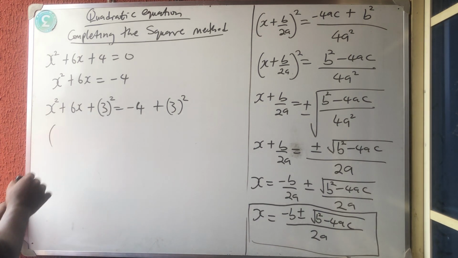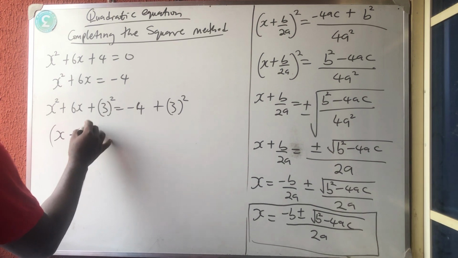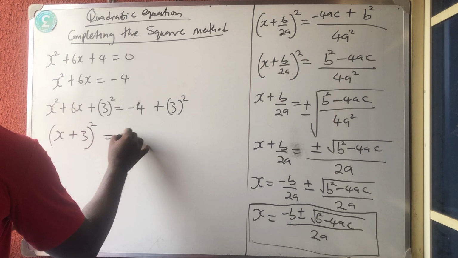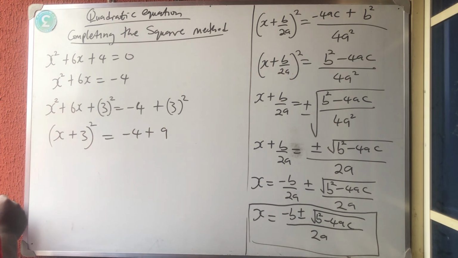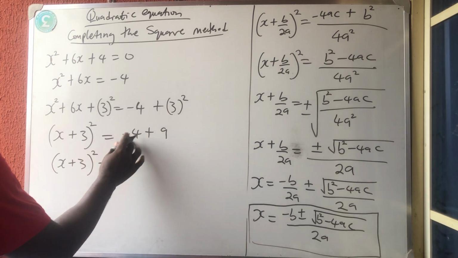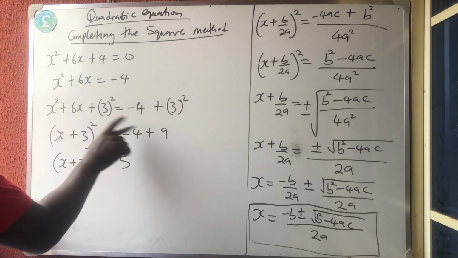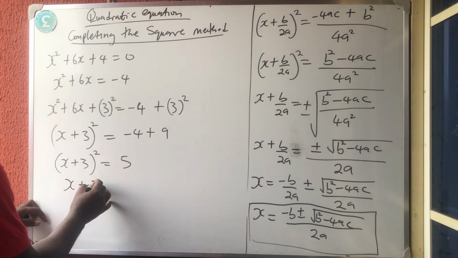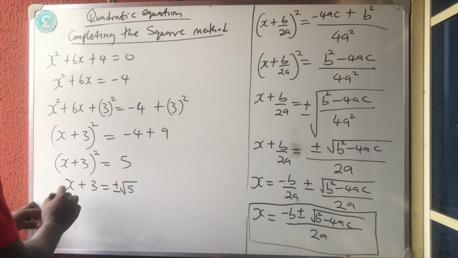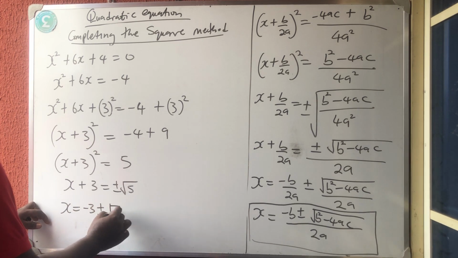Now, what do you do here? Factorize. Here has a square, here has a square. Put them in one house. Put the squared outside to show that everybody in that house has a square. So I'm having minus 4 plus 9 here. So what do you have now? x plus 3 all squared is equal to what? These two will give me 5. So this will now cross here to have x plus 3 is equal to plus or minus the square root of 5. This one will now move to have x is equal to minus 3 plus or minus the square root of 5.